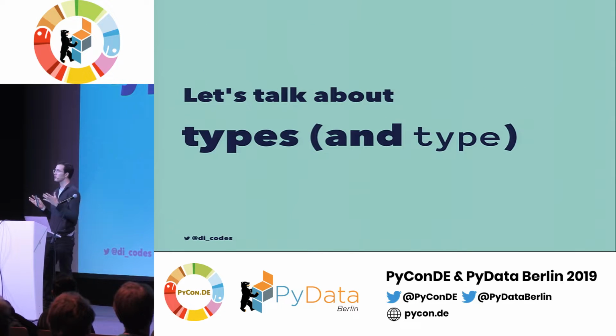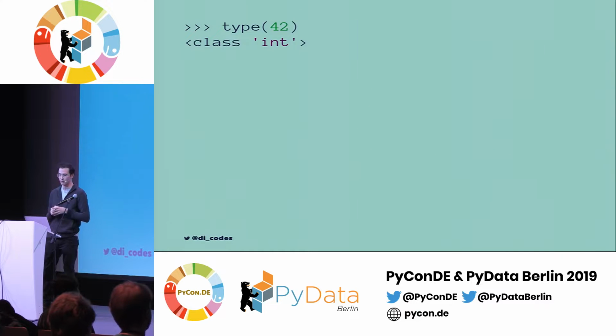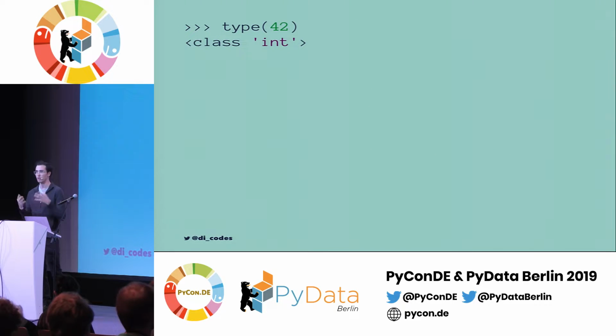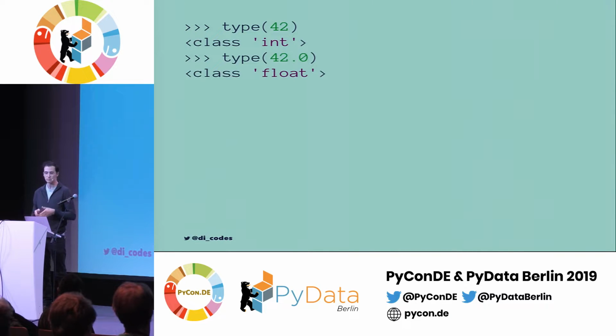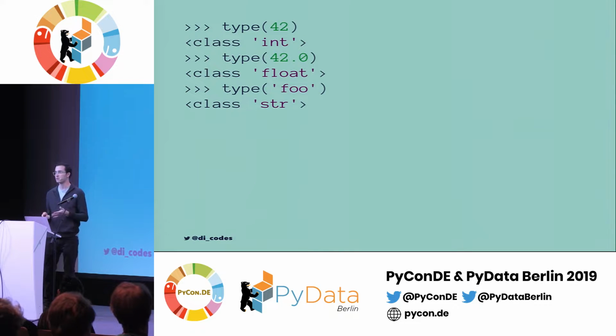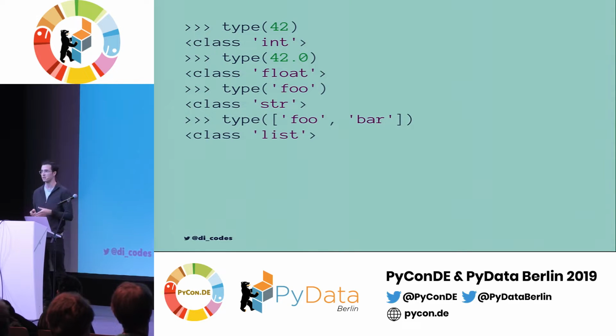All right, so let's talk about types. And let's specifically talk about the type keyword that's available to us in Python as a keyword. So you might have done this before. You can call type on any object and it will tell you what it is. So if I call type on 42, I get class int. I can do that on a float, I can do it on a string, do it on a list. I get list, right? This makes sense.